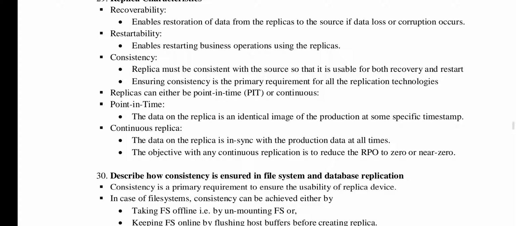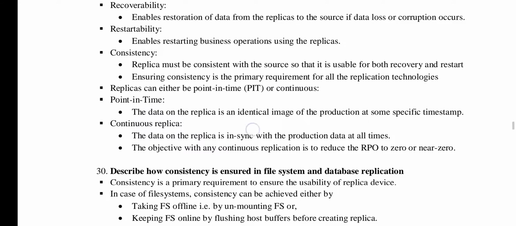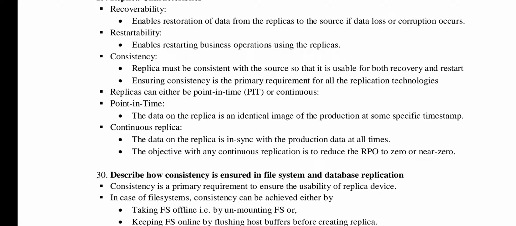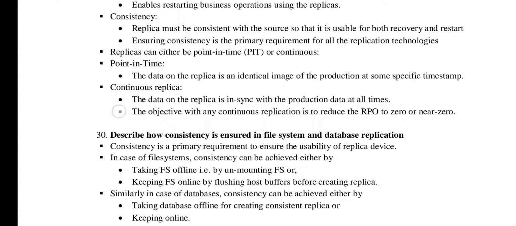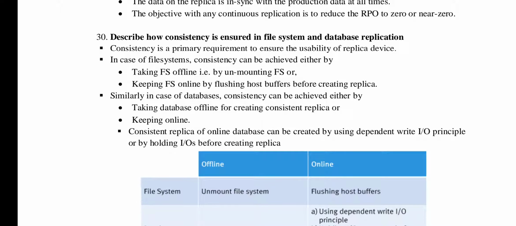Then replicas can be either point in time or continuous. Point in time means the data on the replica is an identical image of the production data at some specific timestamp. Continuous replica means the data on the replica is in sync with the production data at all times. It is a continuous process. The other is at a specific timestamp. So how is this consistency achieved?